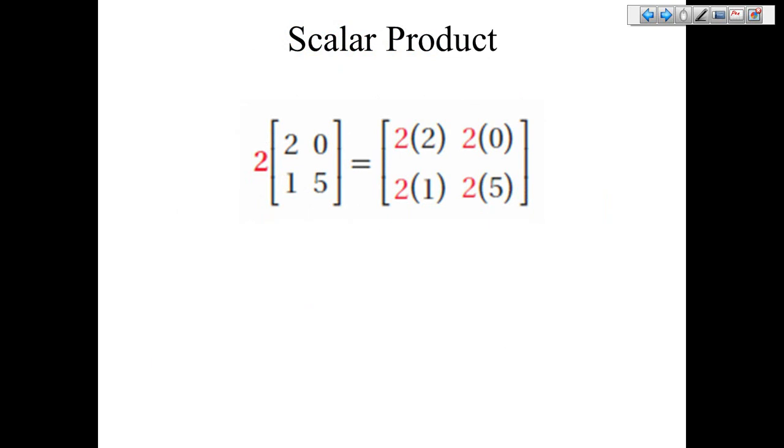Alright, let's talk about something called the scalar product. The scalar product is when you put a number multiplying the entire matrix, and really all it means is that you multiply each and every entry in the matrix by the same number.